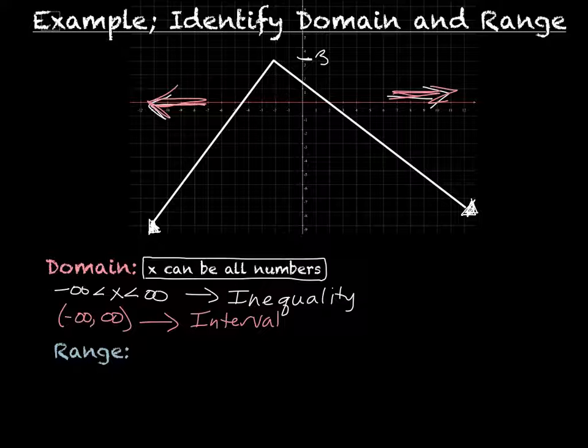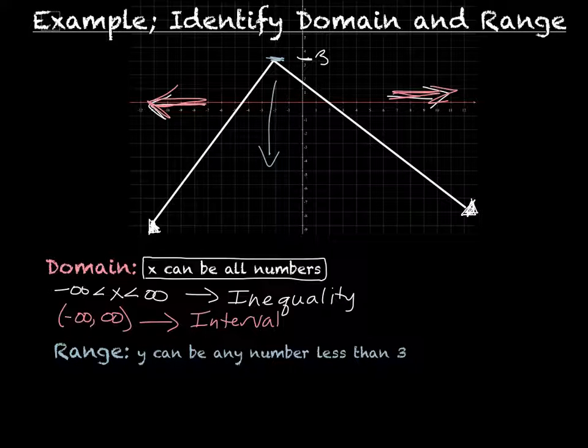Now the range, we're going to be looking at our y's, so we're going to be looking at it up and down. We've already noticed that it peaks out here at 3, and then it goes down forever. It keeps going. So we can write that out in words. Y can be any number less than 3, but it is equal to 3, so I should say less than or equal to.